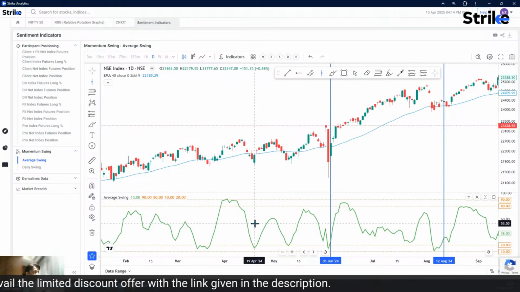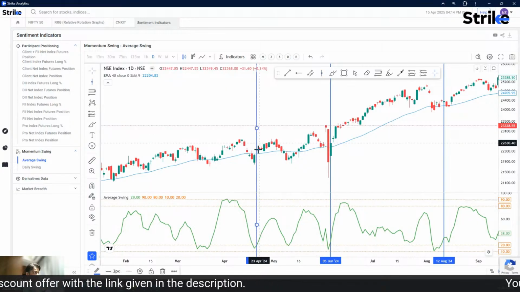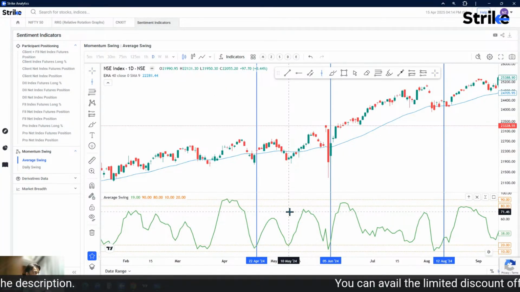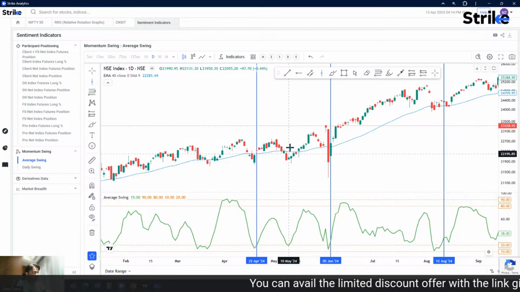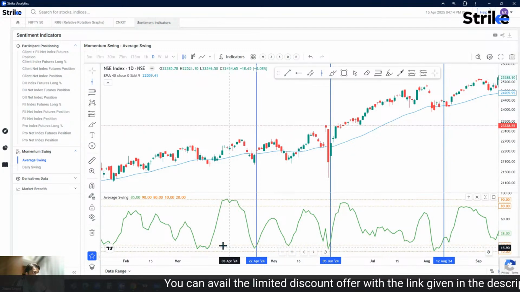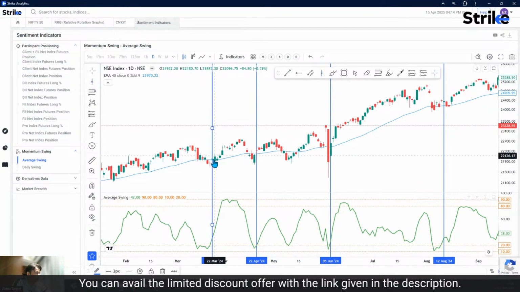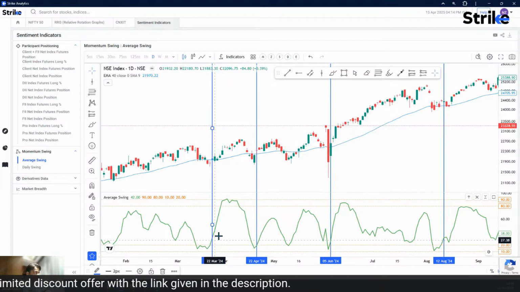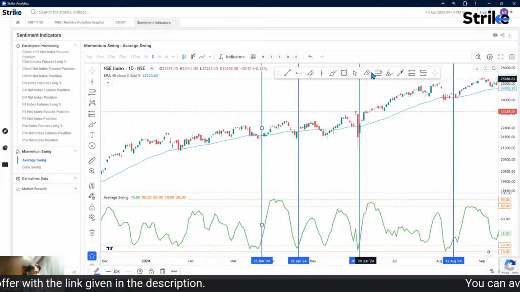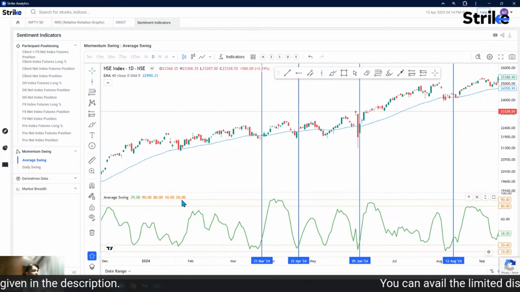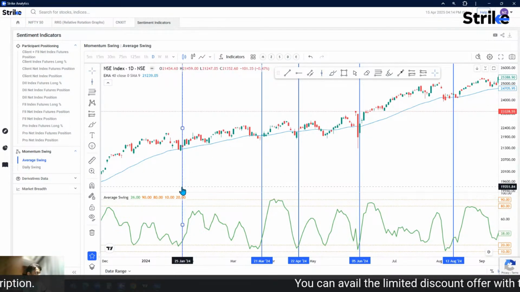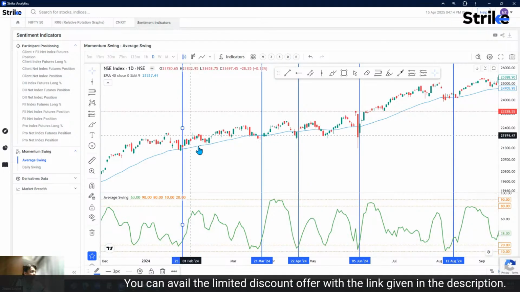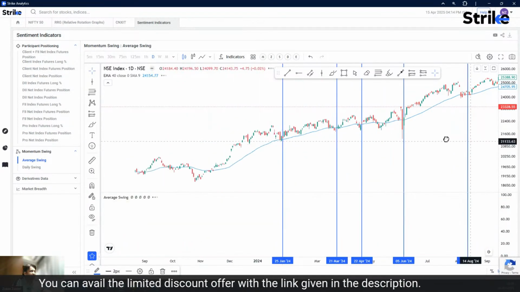Similarly, see, whenever the trend is up, look at this, it goes up. Here, the Nifty was below the 40 EMA, so this signal was supposed to be ignored. A good rally over here: Nifty above the 40 EMA and average swing leaving the oversold territory. So something like this we can expect now. Look at this, it's leaving the oversold territory and Nifty is above the 40 EMA.